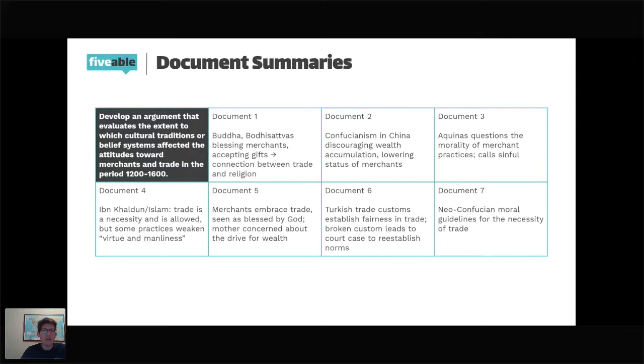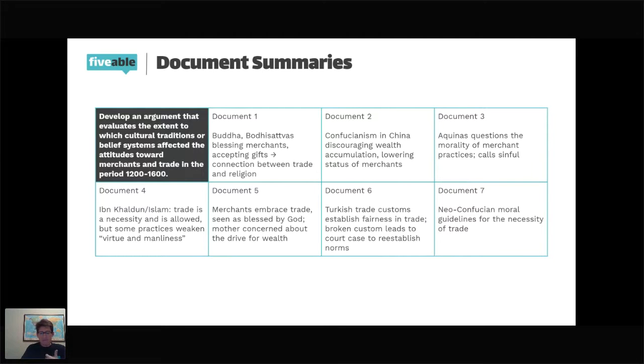And it talks about the fact that one man broke a long-standing custom, and the court case leads to an admonition of him. They say, don't do that anymore. We're going to reestablish these norms because trade's important. So that kind of fits a little bit with document 4, right? This idea that Islam, with its history of supporting merchants, is continuing to support merchants, but for those who practice morally, perhaps following Islamic law or the Quran.